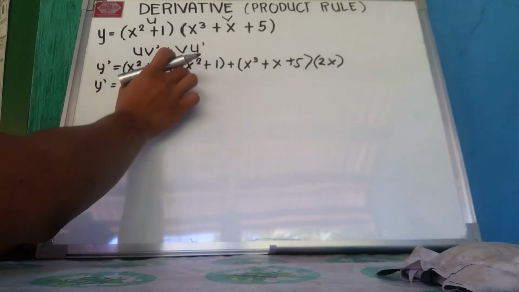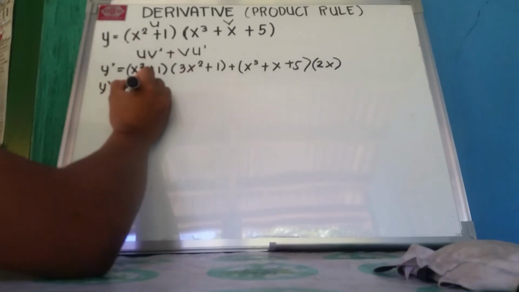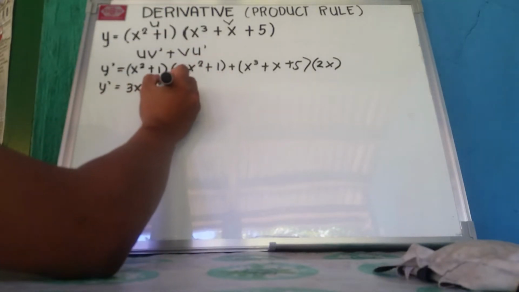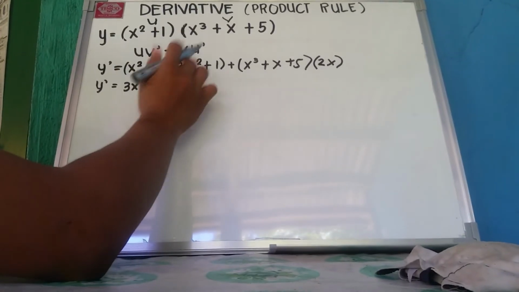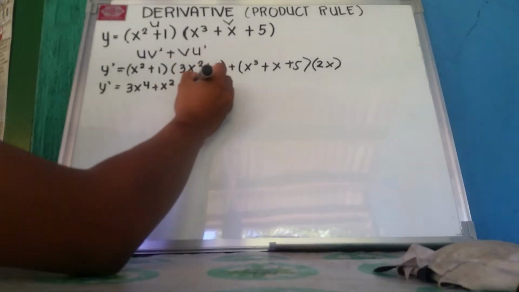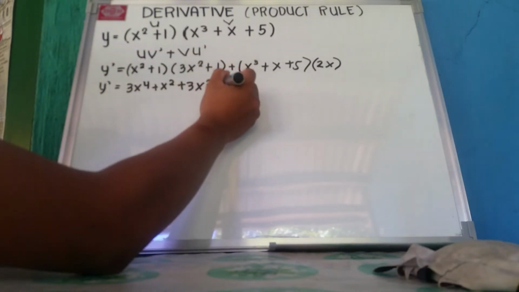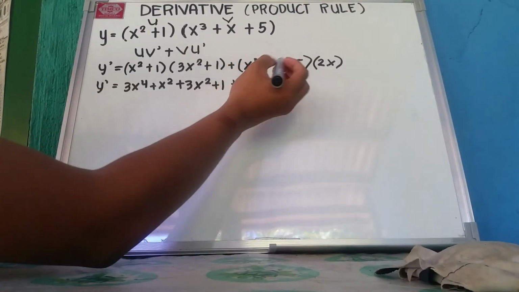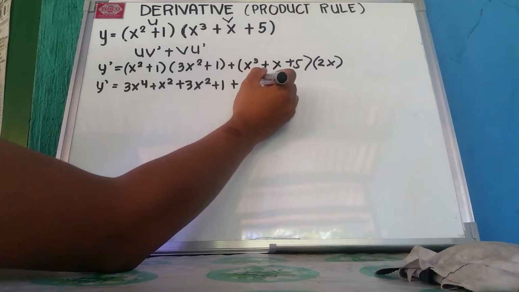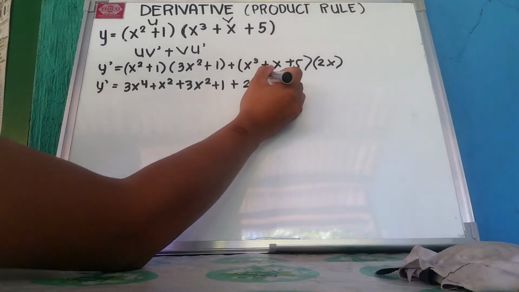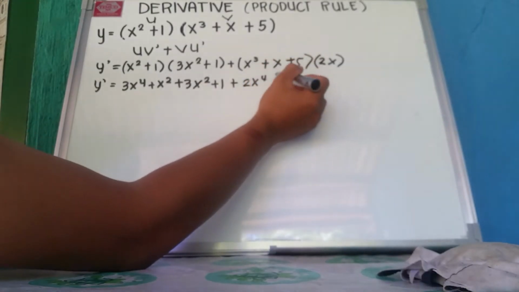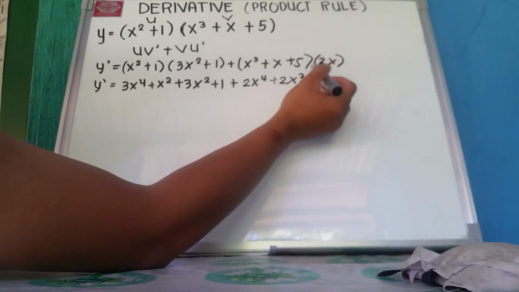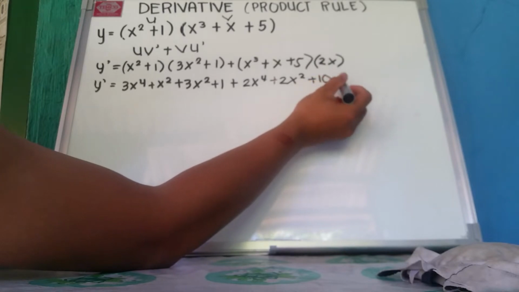So multiply x squared and 3x squared, it will become 3x to the fourth. x squared and 1 will become x squared as it is. 1 times 3x squared is equals to 3x squared, and 1 times 1 is equals to 1, plus 2x times x cubed, that's 2x raised to the power of 4, 2x and x, that is 2x squared, and 5 times 2x, that is 10x.